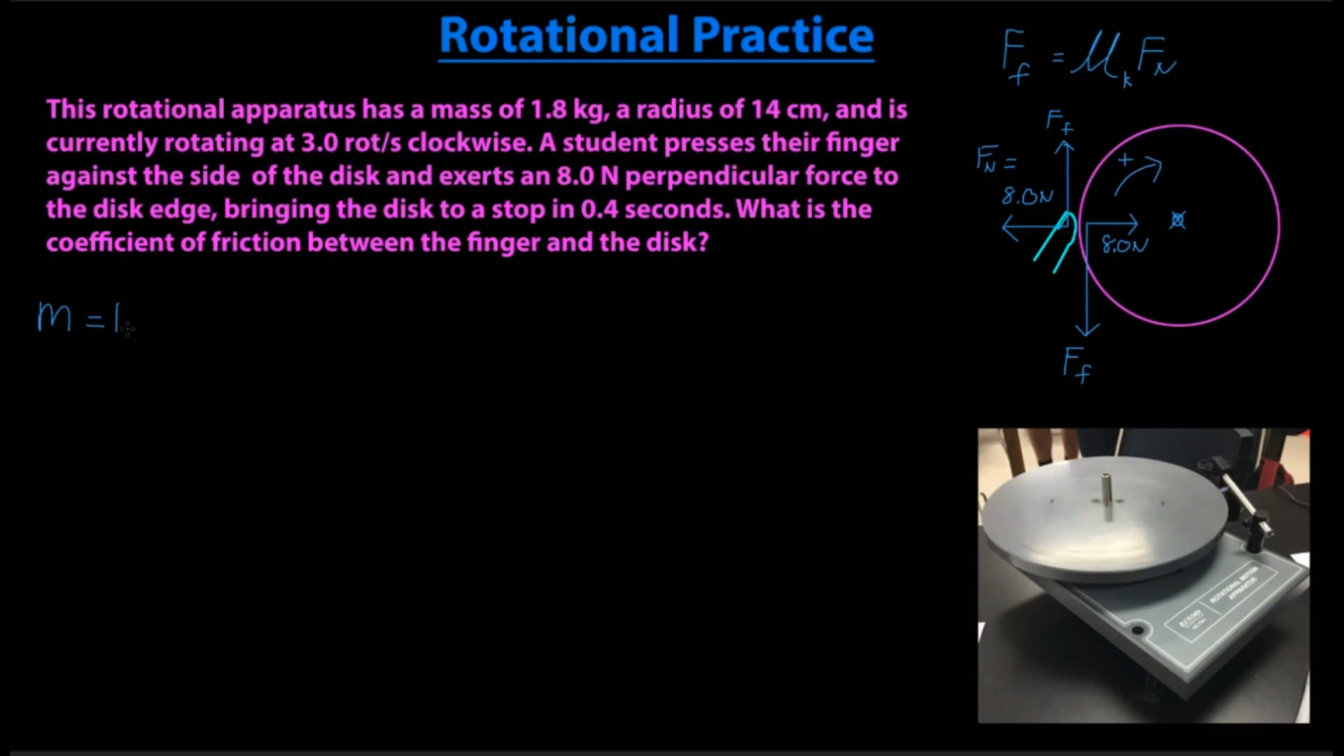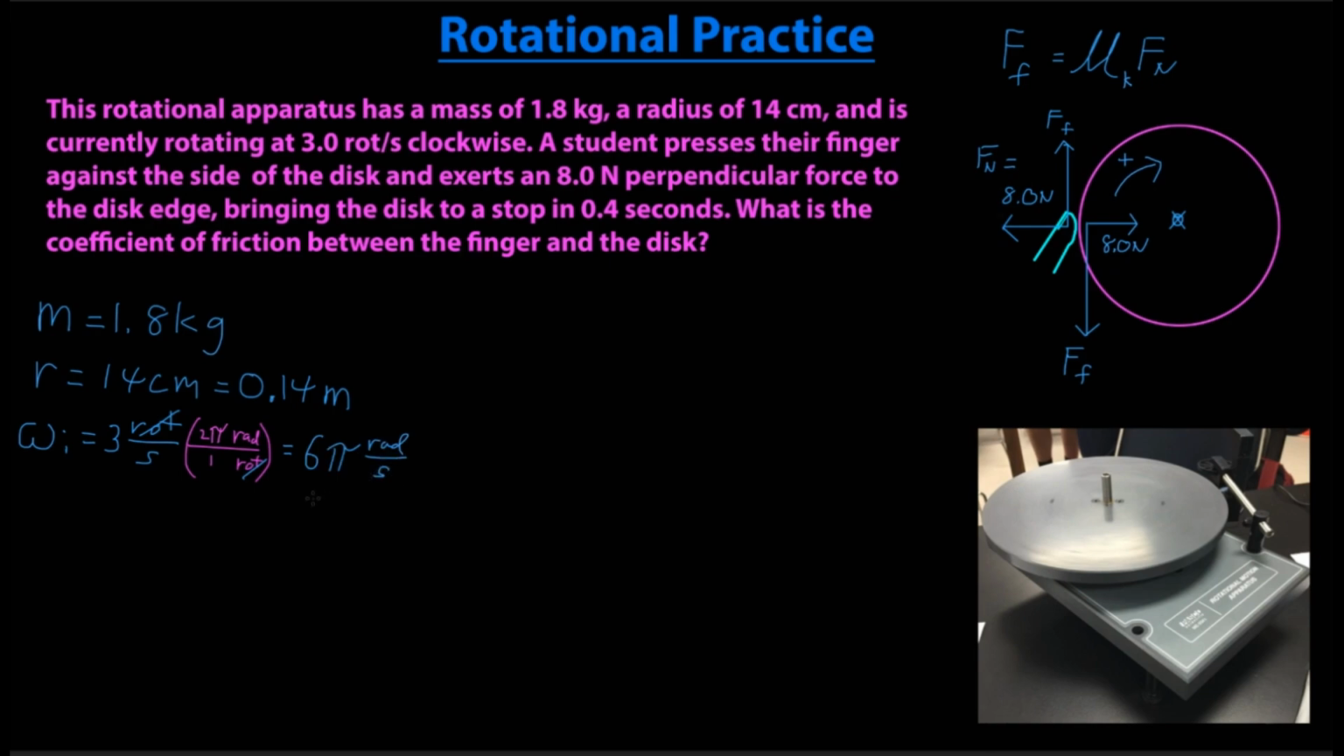First, we're given mass as 1.8 kilograms. Radius is 14 centimeters, which I'm immediately going to convert to 0.14 meters because we do not use centimeters. We are given omega initial, 3 rotations per second. Again, I'm going to immediately convert this. Rotations to radians. When a rotation is 2 pi radians, rotations cancels. It's going to be 6 pi radians per second, or 18.85 radians per second. It says it comes to a stop, so omega final is 0 radians per second. We are handed a time of 0.4 seconds, and force normal is 8.0 newtons.